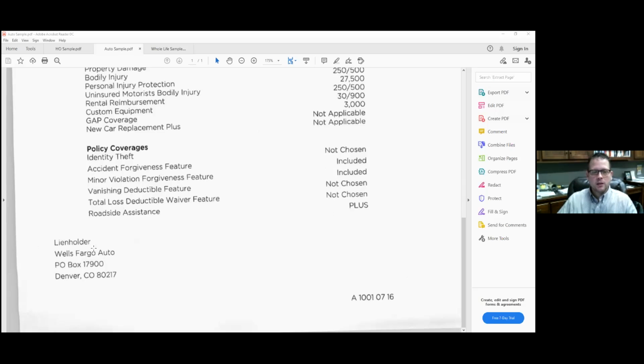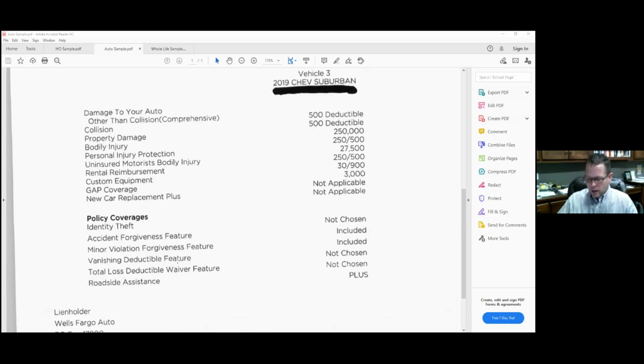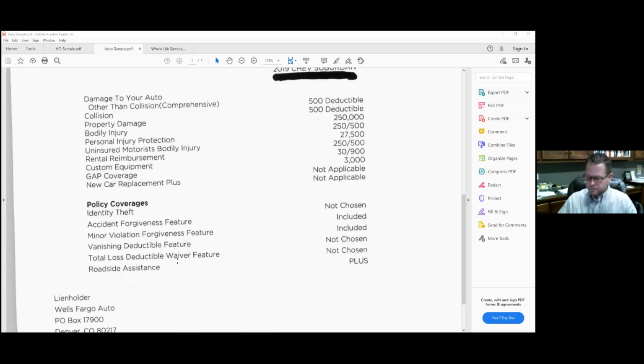And then last but not least, this particular Chevrolet Suburban has a lien holder. They financed it through Wells Fargo, and so we would have to list the lien holder on the policy. And of course, if they were to have an accident, the check would be written to both the lien holder, Wells Fargo, as well as my customer. So that is auto insurance in a nutshell.